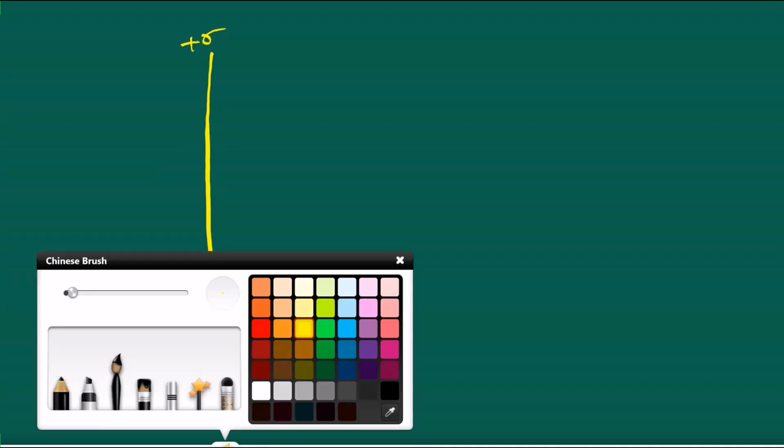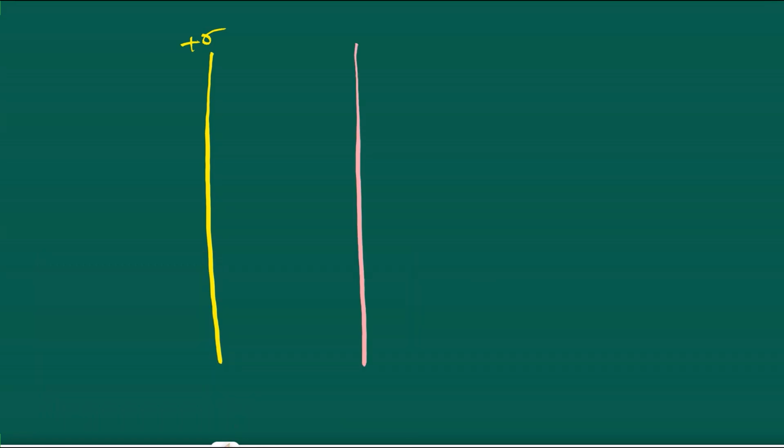Now we consider two parallel plates. One plate we can draw here, and it has plus sigma, that is a charge density, and the next plate we can draw here, and it has minus sigma. That means the charges on these two plates are uniformly distributed. One plate has positive charges, plus sigma, and the other has negative charges.